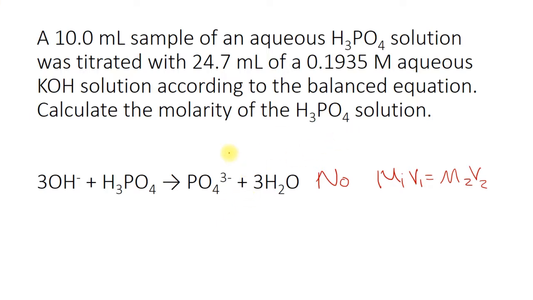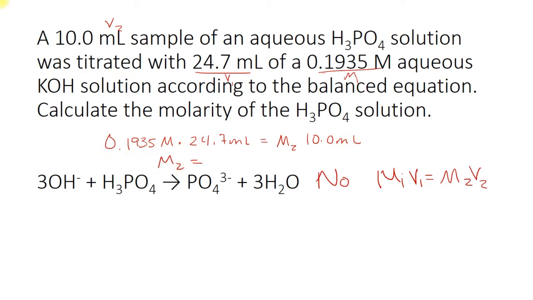So if you do use M1V1, we would assign M1 as this, V1 as this one, because they're close together. "Of" means multiply, so we're going to multiply those two. And this would be V2, and we're trying to find M2. Alright, so M1 is that times the volume. And M2 is the thing we want, and V2 is 10 milliliters. So basically we multiply these two together and then divide by 10. And we get 0.4779 as the molarity.